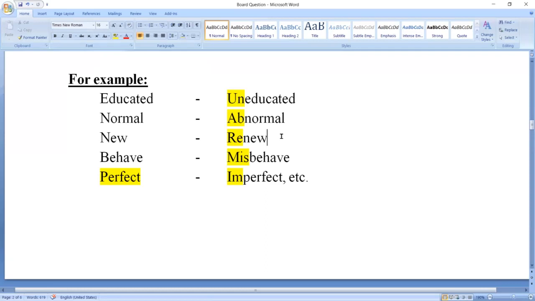We have to learn all the prefixes because we have to improve our command over this language, because we are learning English. If we learn more and more vocabulary, and if we can make newer words, then it will help us to improve our ability or competence in this language. Okay.